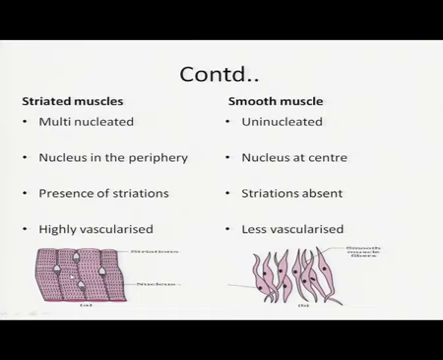Striated muscles are multinucleated. Nucleus you can see in the periphery. Here come to these smooth muscles, they are uninucleated and nucleus is seen exactly at the center of each cell. Presence of striations: you can see dark and light bands or stripes or striations in these striated muscles. Such striations are totally absent in non-striated muscles. And these striated muscles are highly vascularized, whereas non-striated muscles are less vascularized.